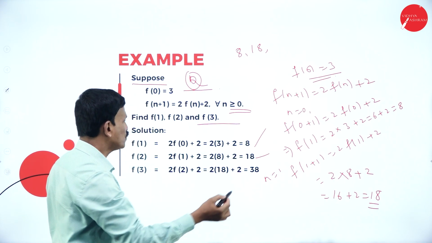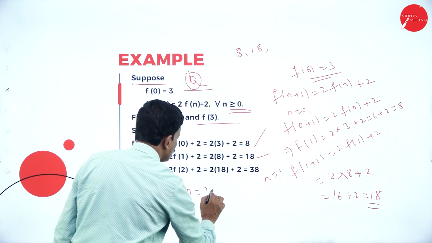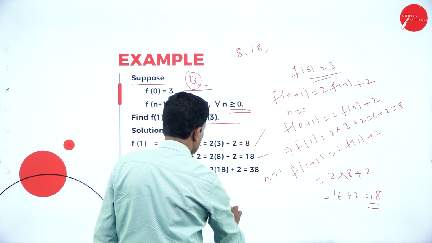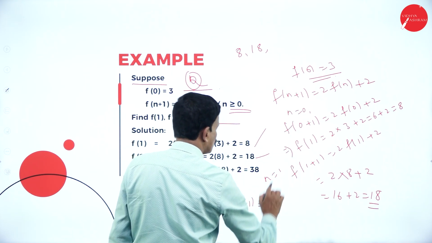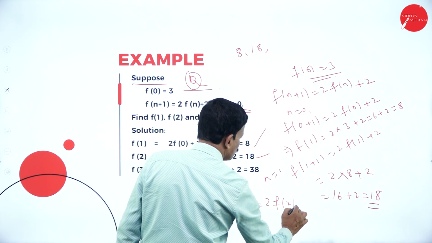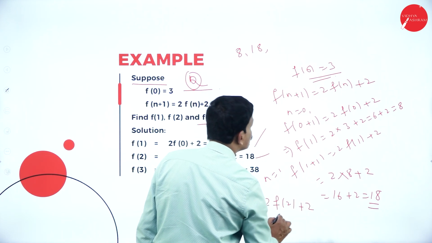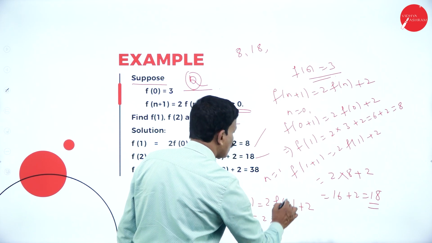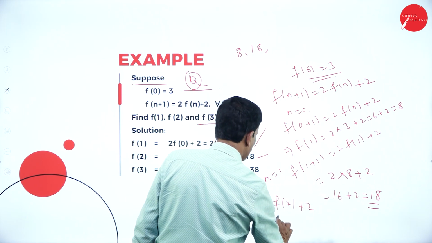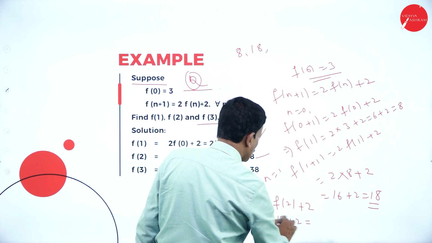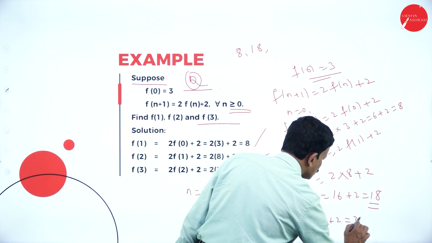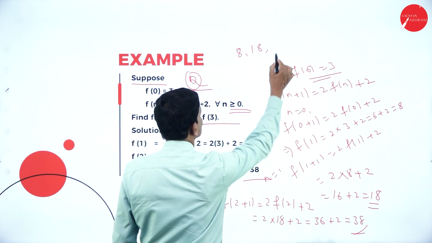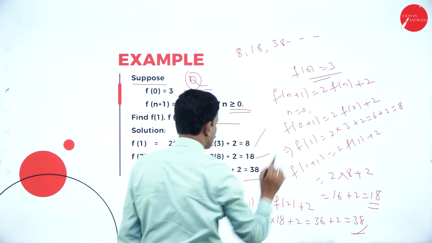And similarly, if you put n is equal to 2, then this becomes f of 2 plus 1 is equal to 2 into f of 2 plus 2. So that's equal to 2 into f of 2. What is f of 2? f of 2 is 18, plus 2. 18 into 2 is 36 plus 2, that's equal to 38. So like that we are going to get.